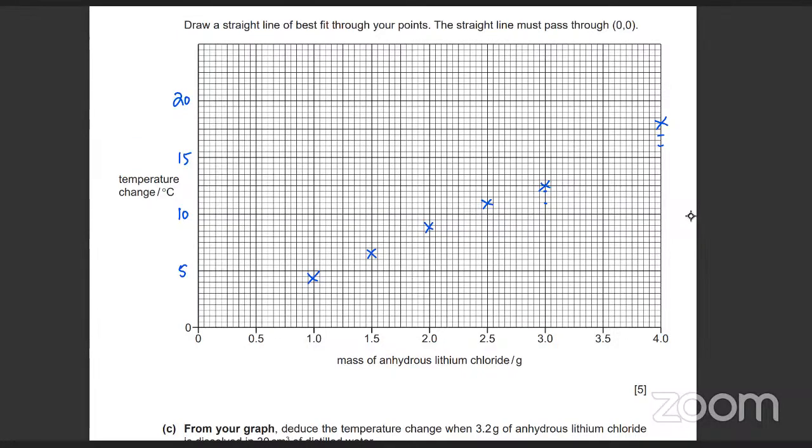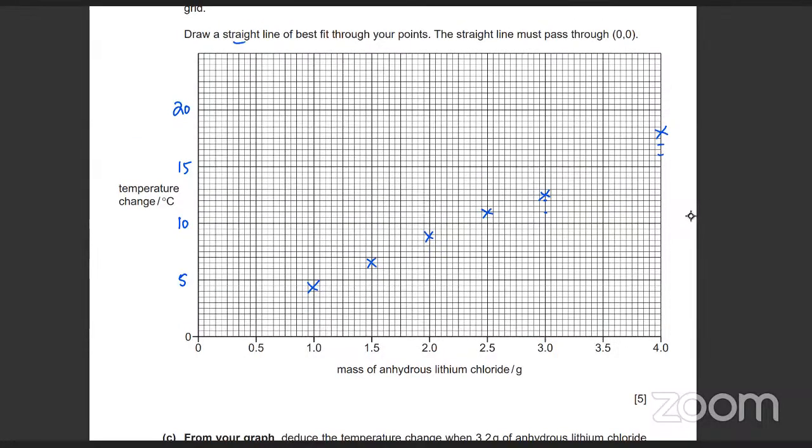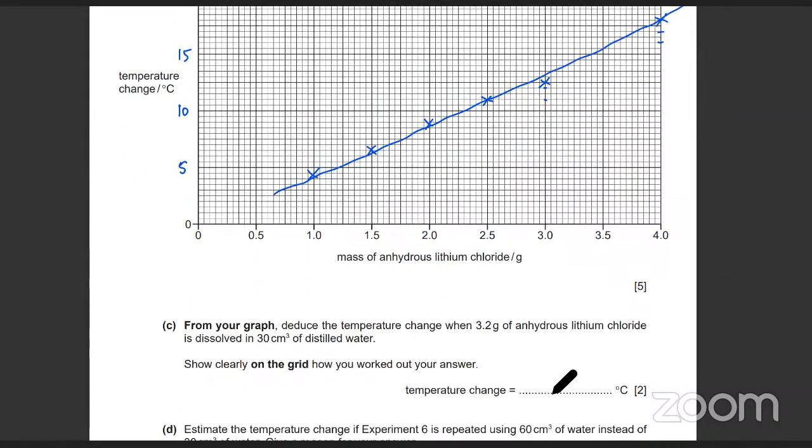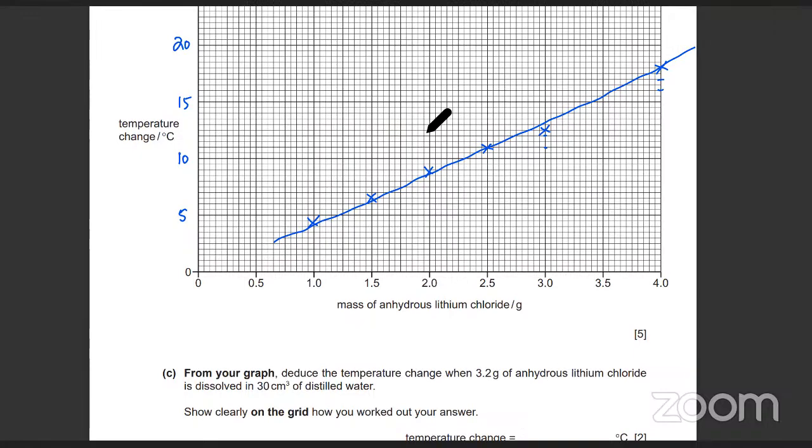Anyway, draw a straight line, which means with the ruler too. You're going to take a ruler and draw a straight line of best fit, and try to ensure that most points are on the line, with an equal number of points above and below the line. Something similar to this. It's not important that all the points are on the line, but they should be equally scattered on either side.